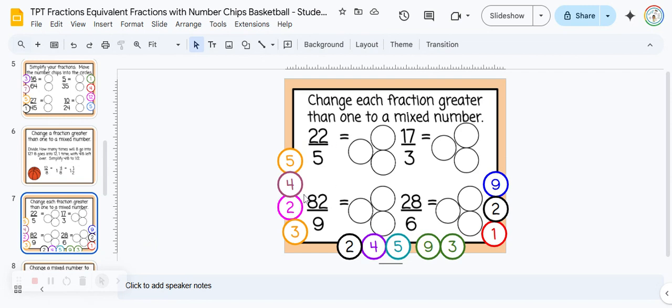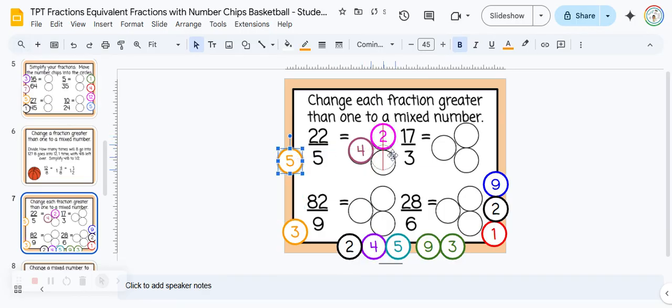5 goes into 22 4 times, so this is where their whole number goes. 5 times 4 is 20, that means there's 2/5 left over. And then they've got 3 more problems to solve.